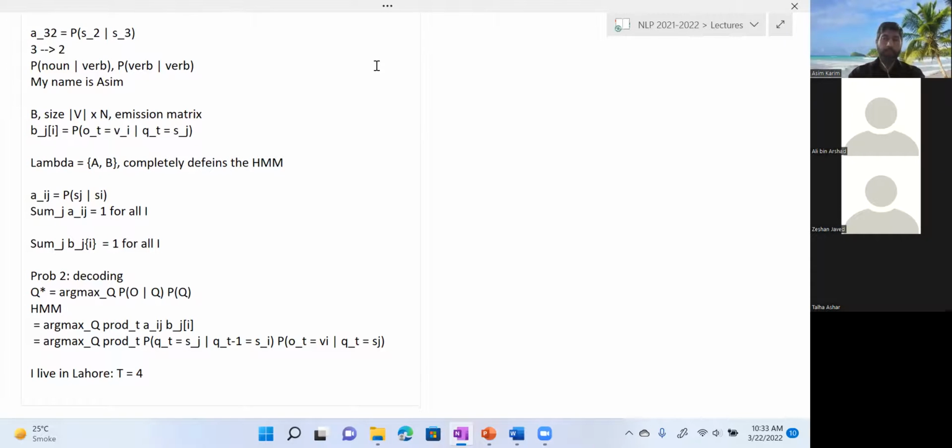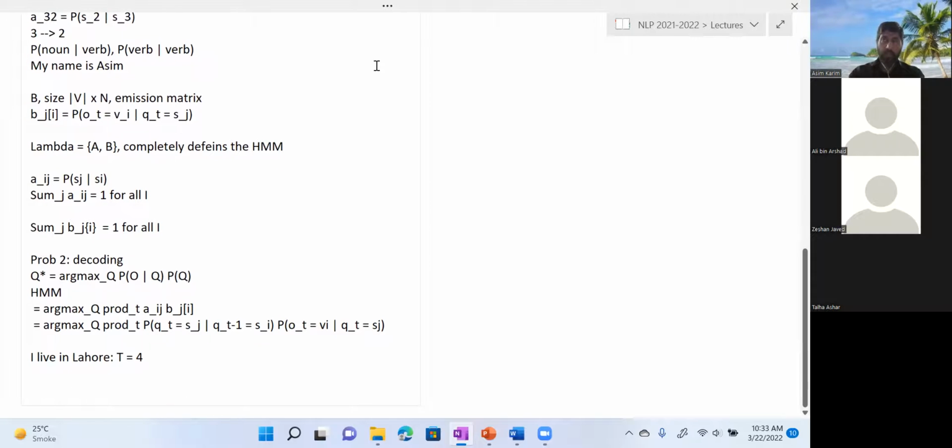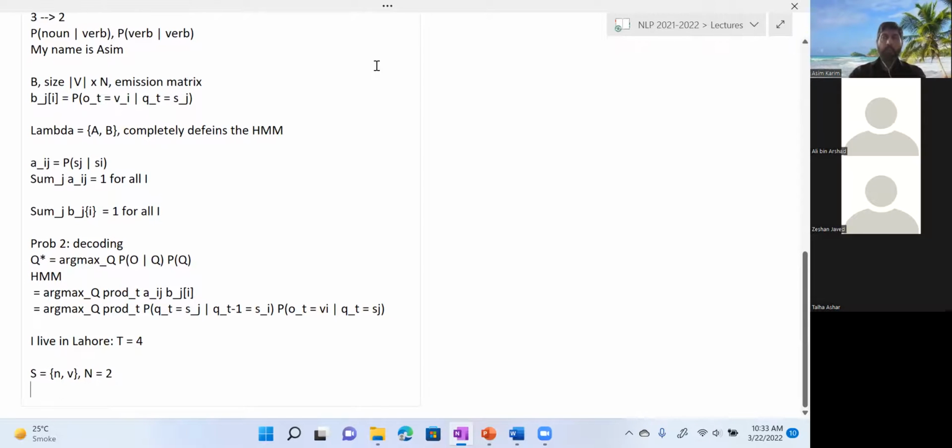So for example, I took a size of 4, okay? So with a size of 4, let's say the set of states S is just maybe 2, noun and verb, meaning that n is equal to 2. So how many possible options would you have, of course, for this small problem? You simply have 2 raised to the power of 4 possible options.